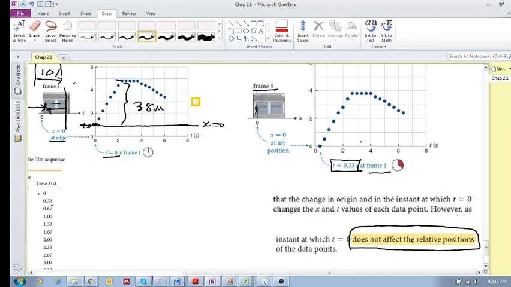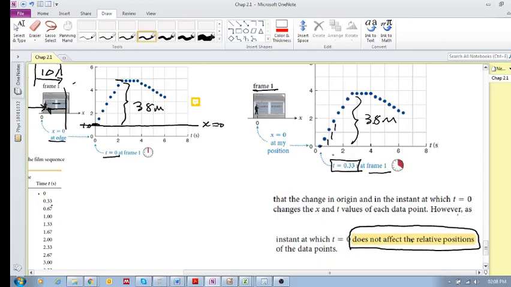Now in this one, what is the difference between the minimum and maximum position? It's 0 here and 3.8 there. So that's also 3.8 meters. This is just an illustration. The changes between the positions themselves have not changed. The relative positions have not changed.